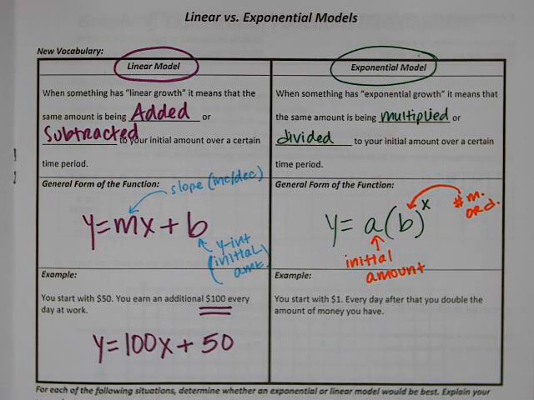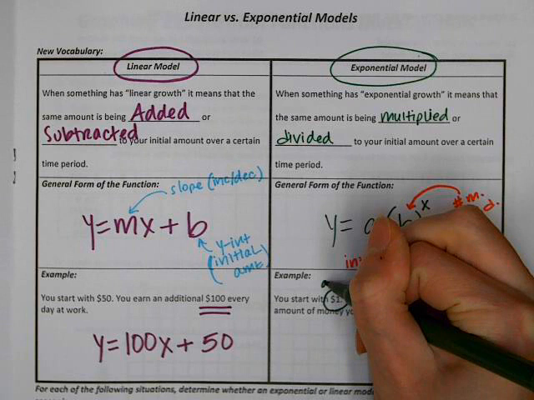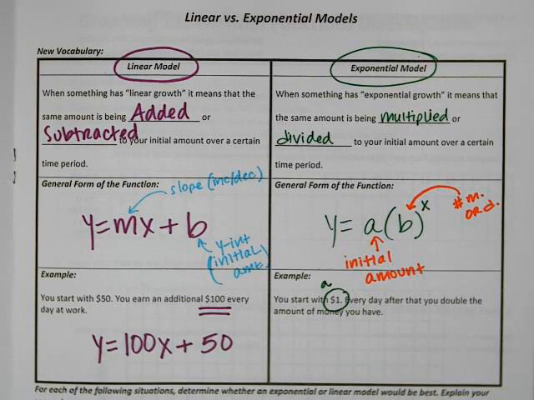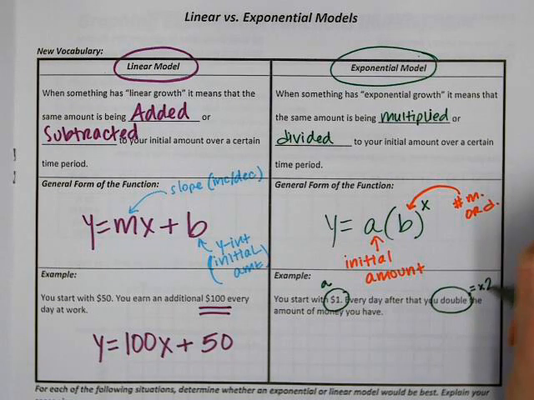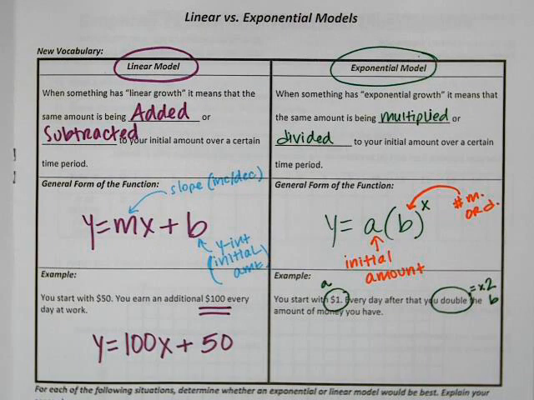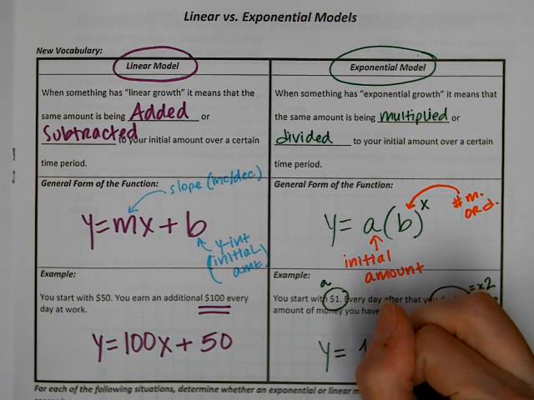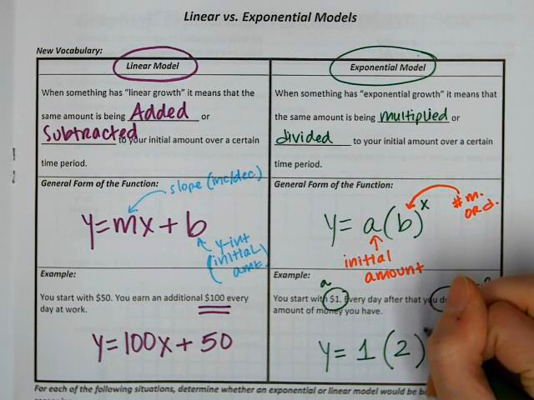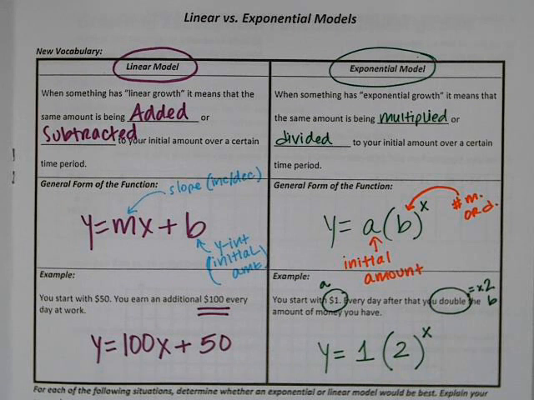And then a quick example. Can you write this exponential model? You start with $1. That's the starting value A. Every day after that, you double. Double means times 2, and that would be the B. So just plug it into the formula. Y equals A times B to the x power. Starting value is 1, you're doubling it is 2. All right, so just a couple examples about using these models.